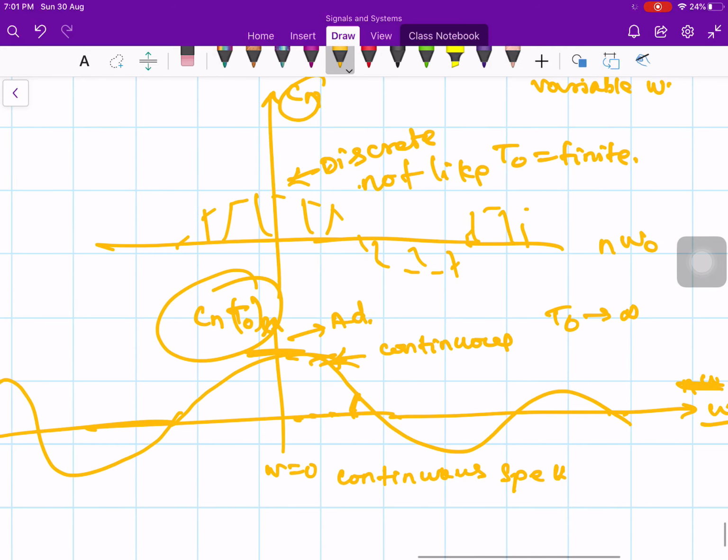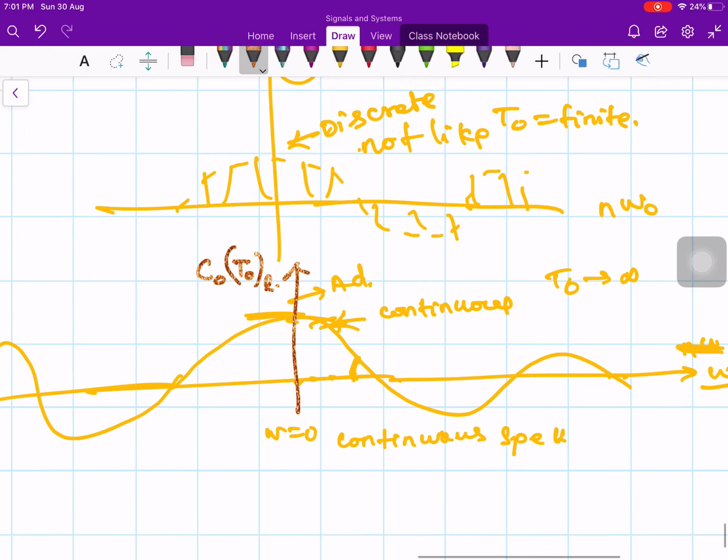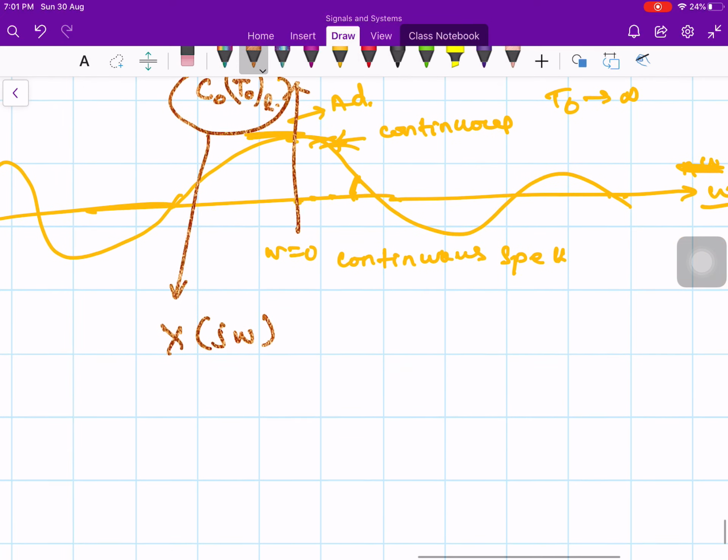Let me write down clearly. Cn times T naught of L. This is the coefficient here. Okay, now let us give a name for this. This is named x of j omega. So now the question is, how do you get this x of j omega?